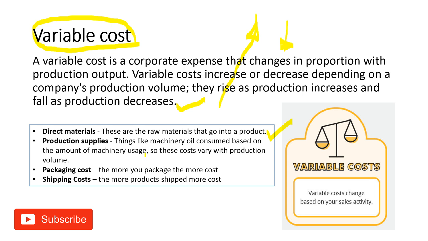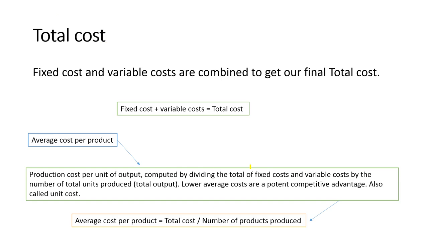Packaging costs, for example. The more you package, the more costs. Shipping costs, the more products you ship, the more cost. So that is variable cost. So variable cost changes based on your sales activity. Now you might be thinking, what's total cost? So total cost is fixed cost and variable costs combined, so joined together to get your final total cost.